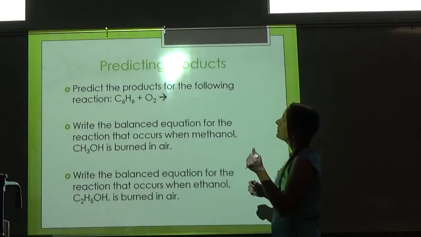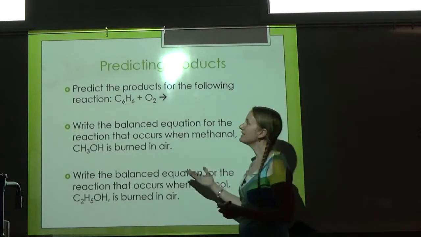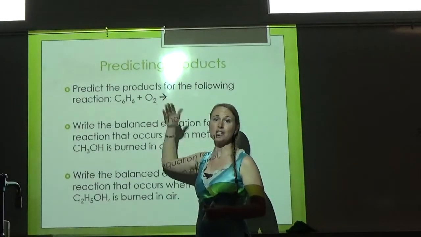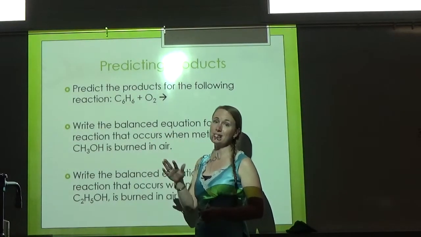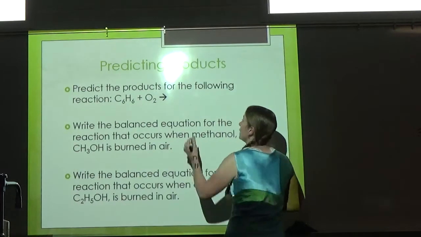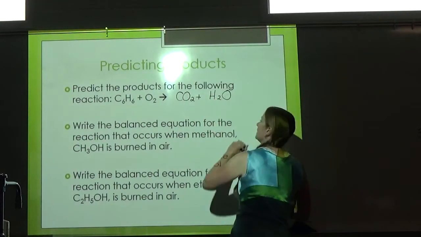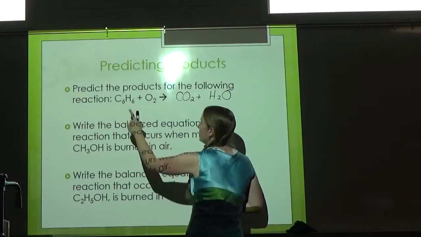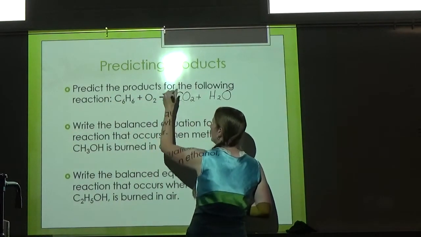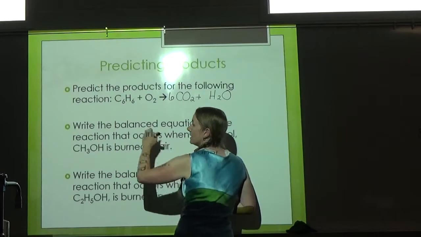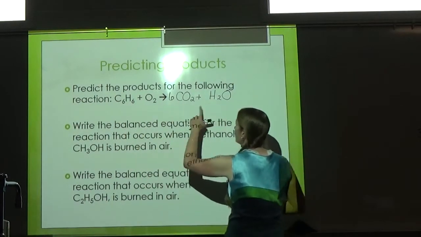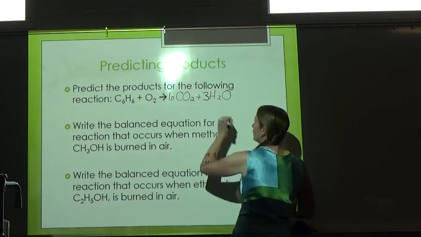So it says, predict the products for the following reaction. Well, once I see that it's a hydrocarbon and oxygen, I know it's combustion. It's not going to be single replacement. So I know I'm going to get CO2 and H2O. And so then I just have to balance this thing. All right, so I have 6 carbons. I have 1 here, so I'm going to put a 6. Here I have 6 hydrogens, and I only have 2 right here, so I'll put a 3.